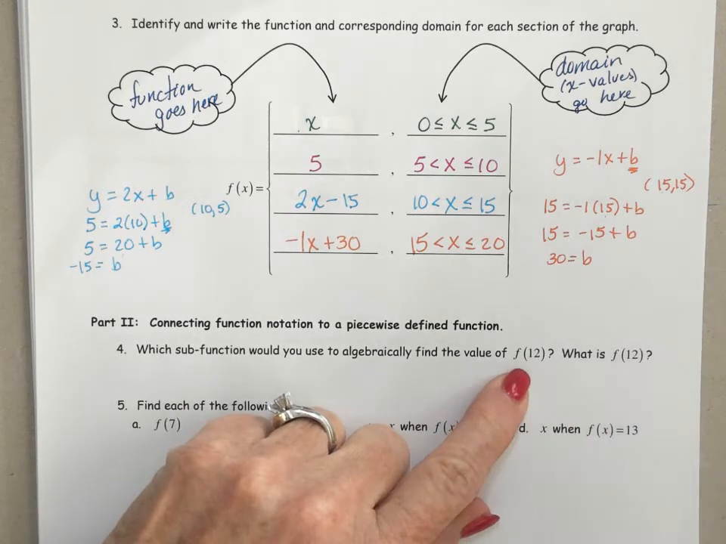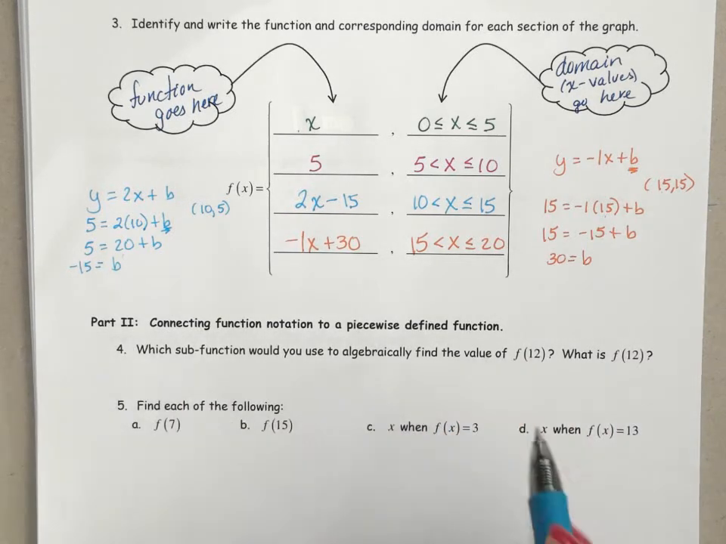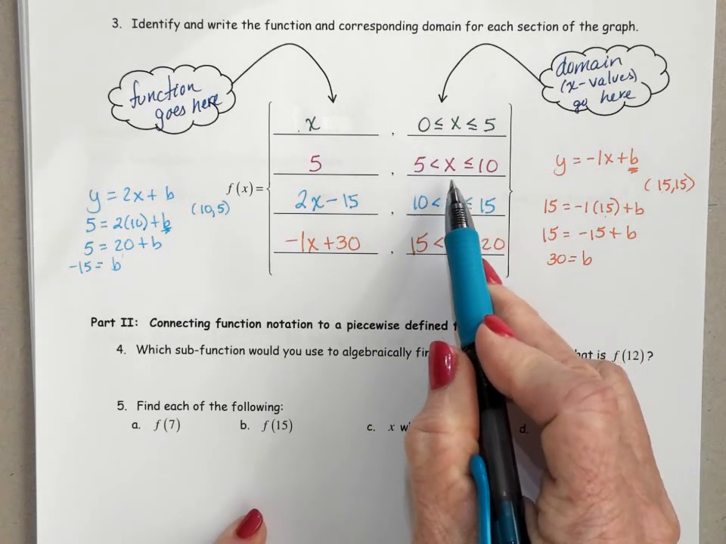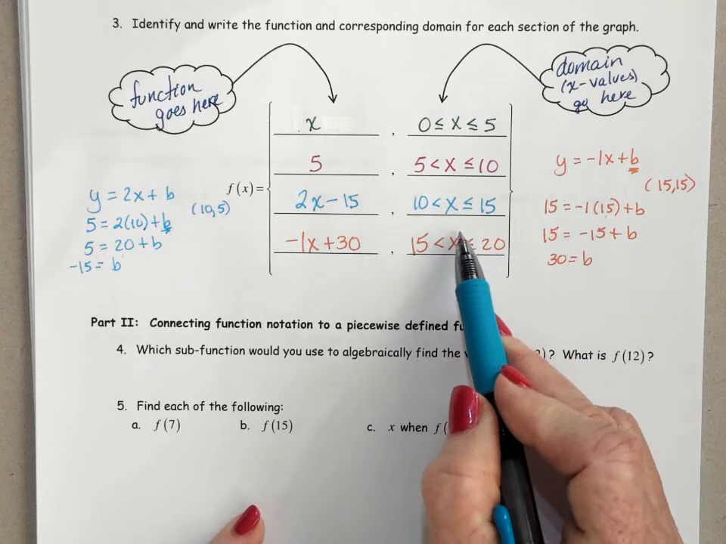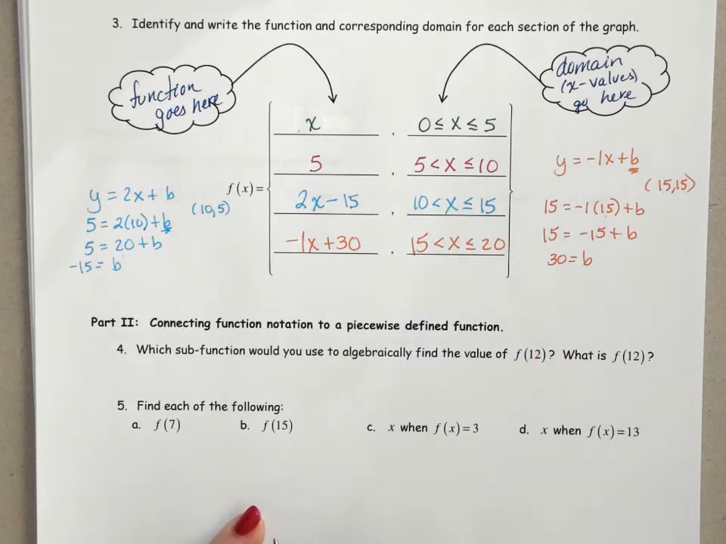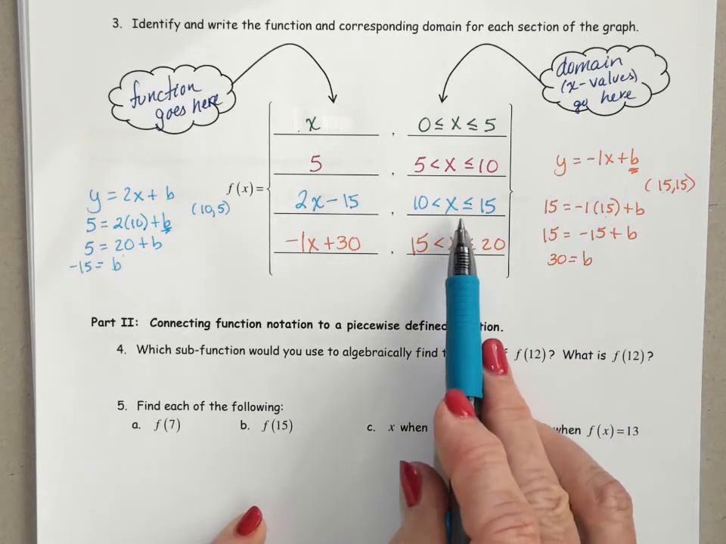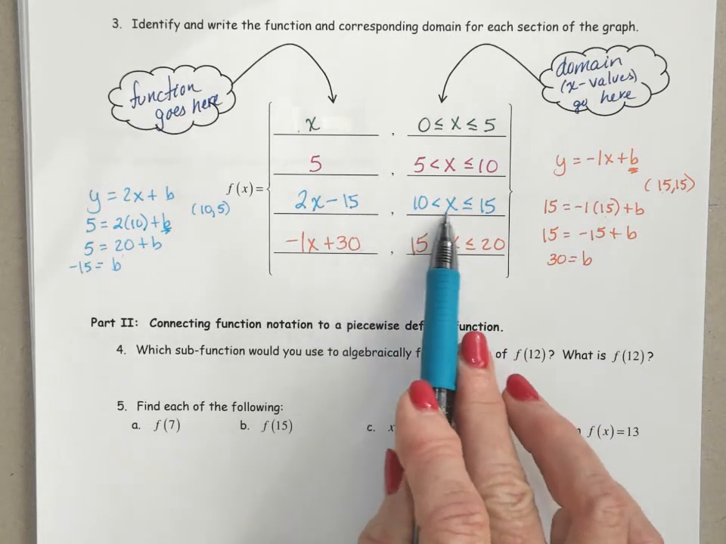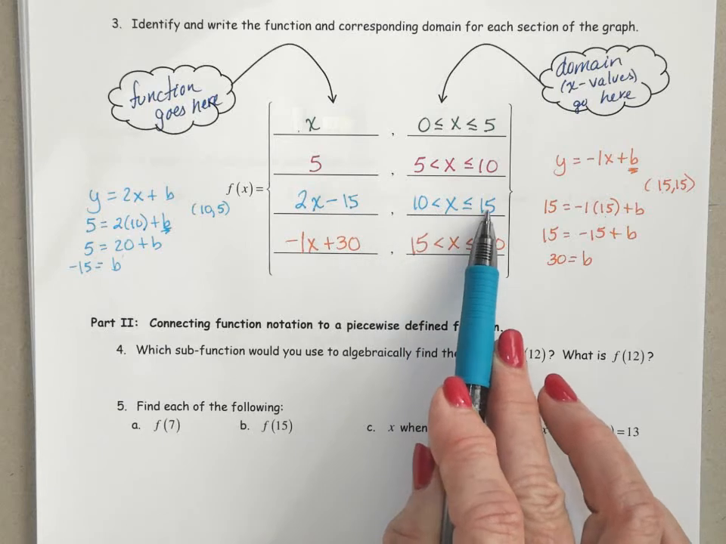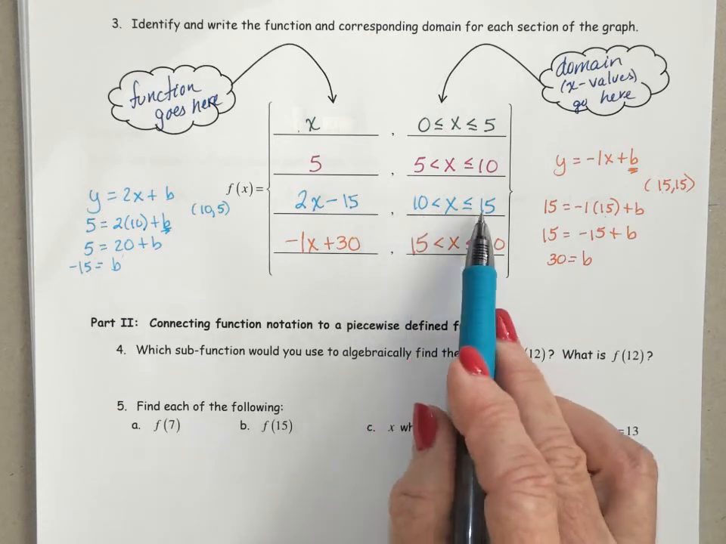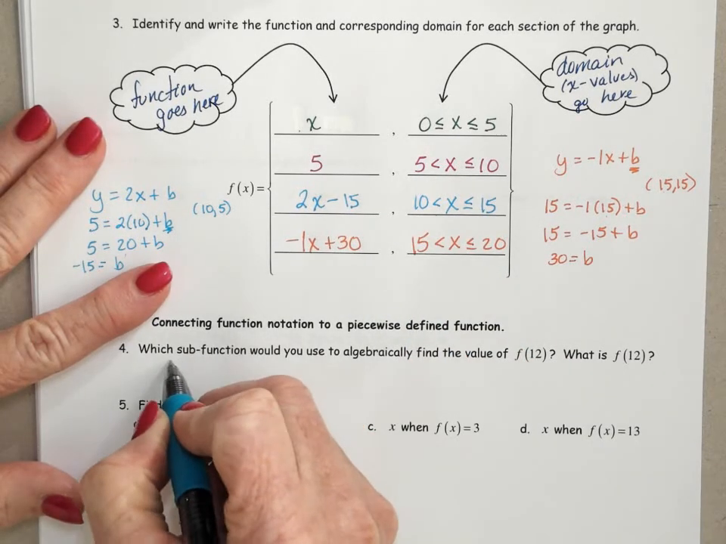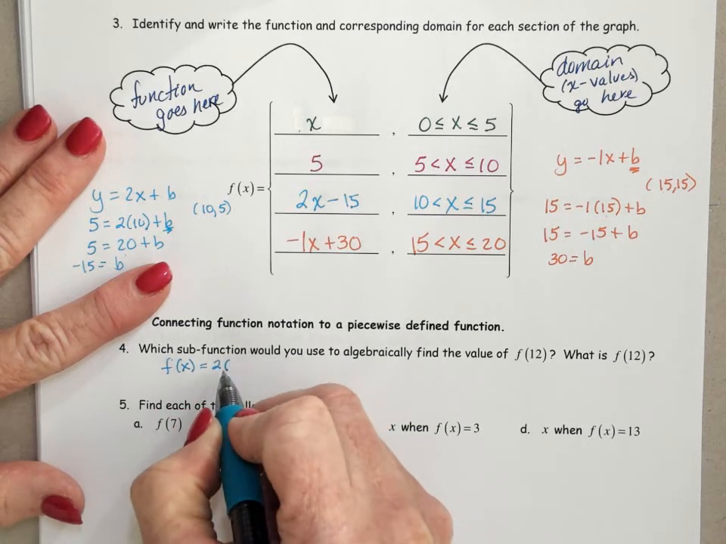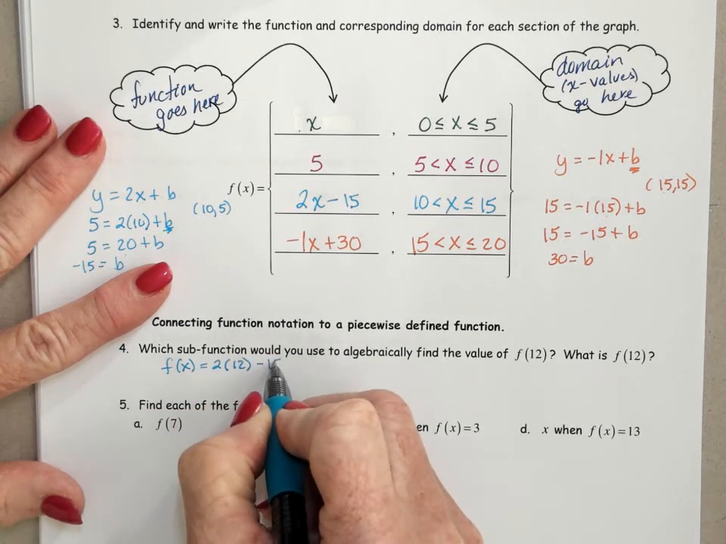Well, if we wanted to find f of 12, that's the x value. So I have to go up here and look in the domain and figure out which section I would plug 12 into. And 12 goes into this middle section right here, this blue one. X is between 10 and 15, so 12 is between 10 and 15. So which subfunction would we use? f of x equals 2 times 12 minus 15.